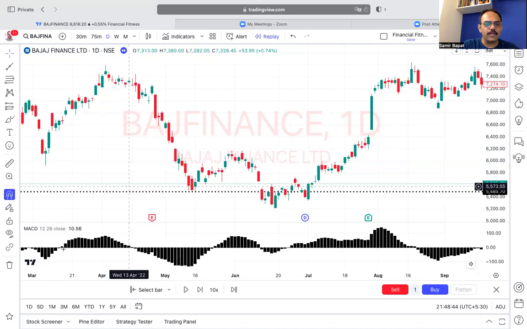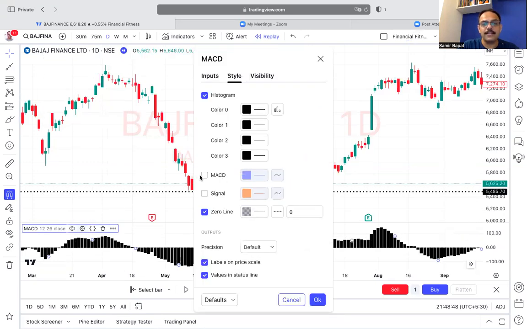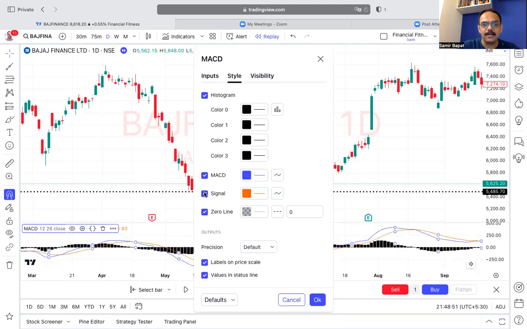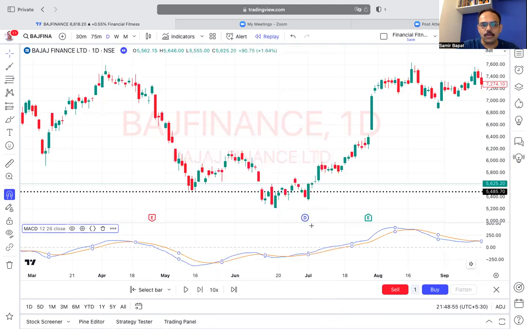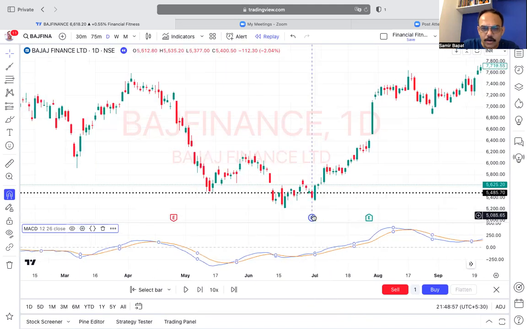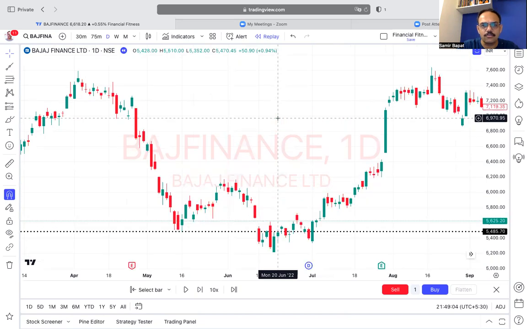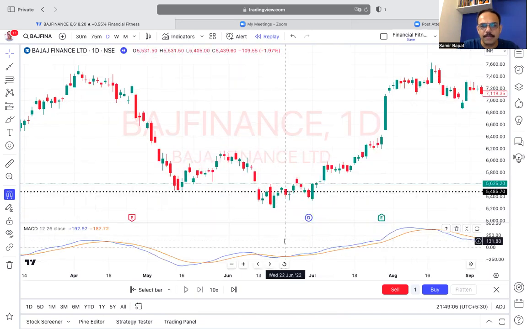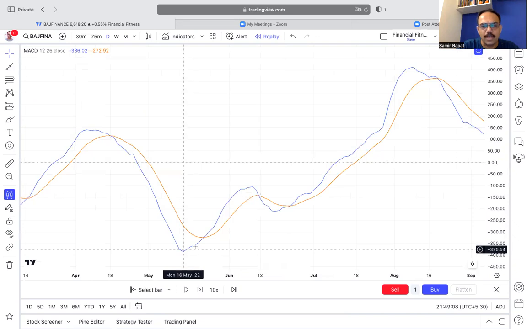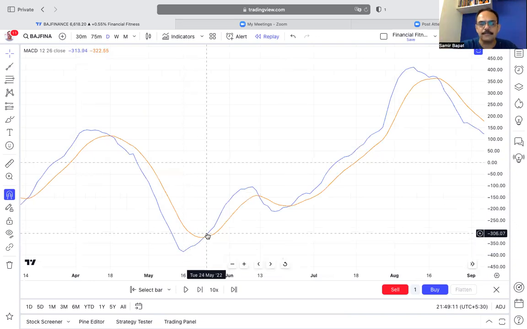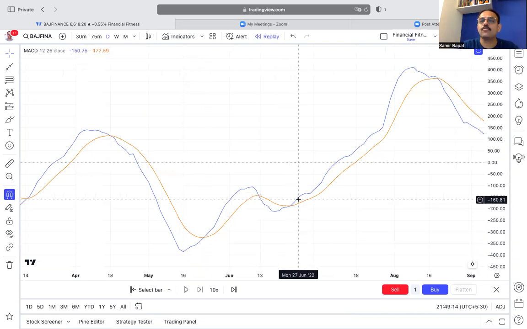Now what we do is we bring in the MACD and we bring in the signal. What is important is the MACD crossing above the signal. So I just show the MACD. See, this is a crossover, MACD crossing above the signal. This is an important event.